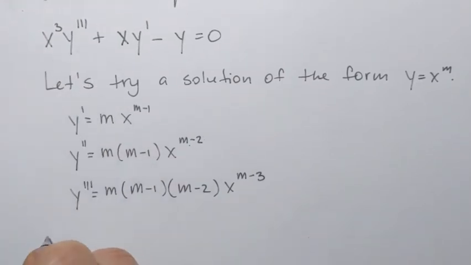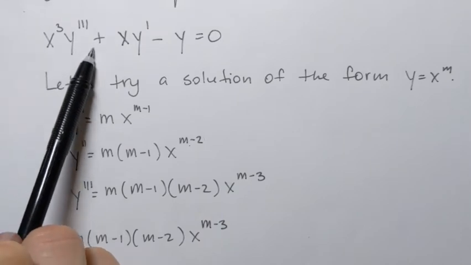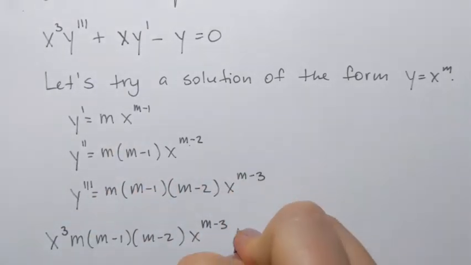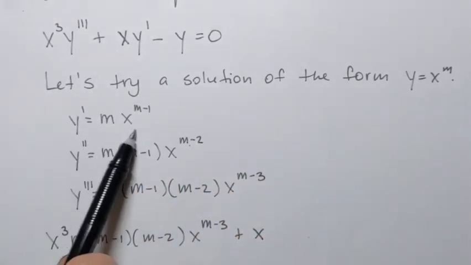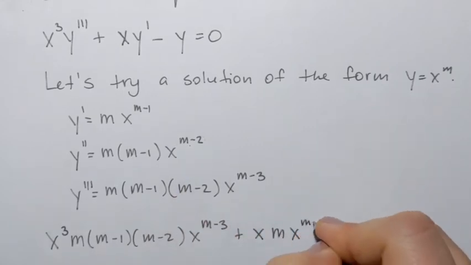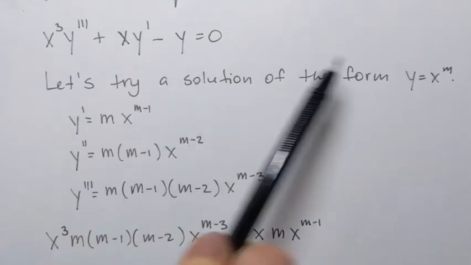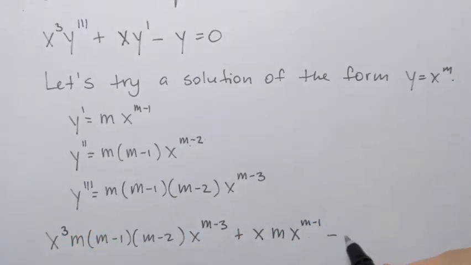Let's see what we're going to obtain. x cubed times m times m minus 1 times m minus 2 times x to the power m minus 3. That's that term. Plus x times the first derivative, right here, m times x to the power m minus 1, and then minus y, that's our y, minus x to the power m equals 0.